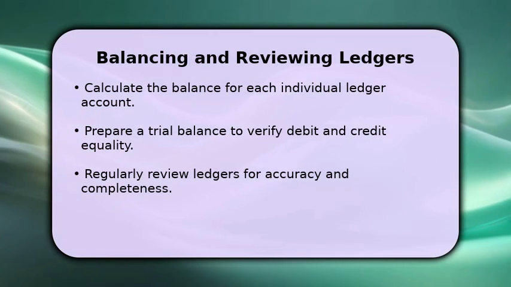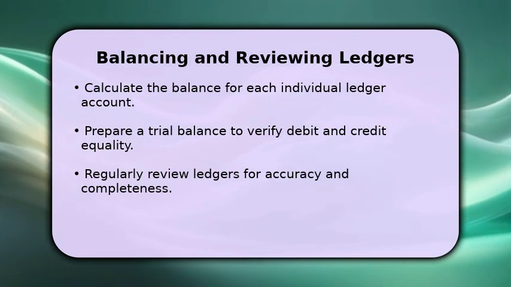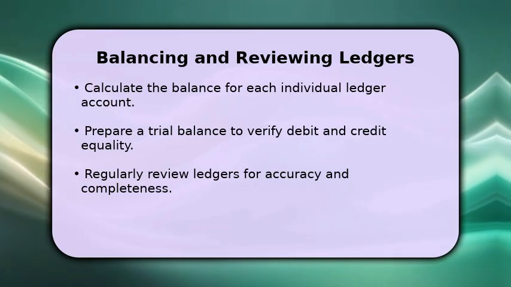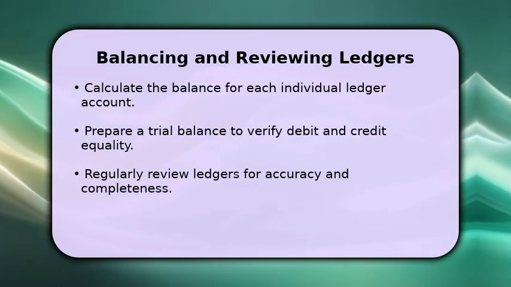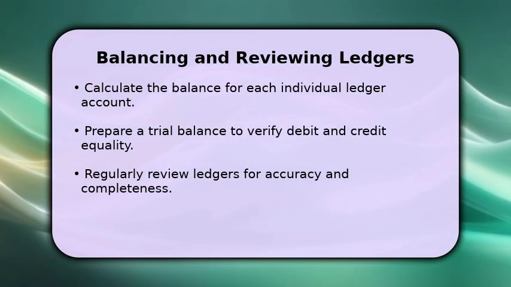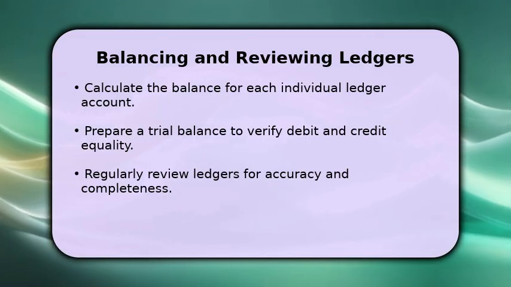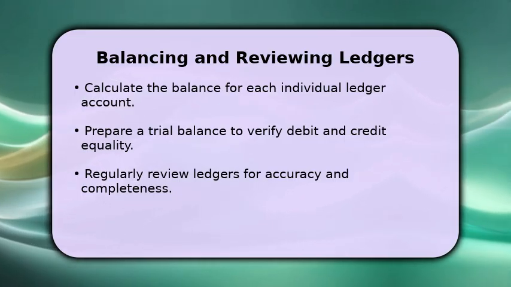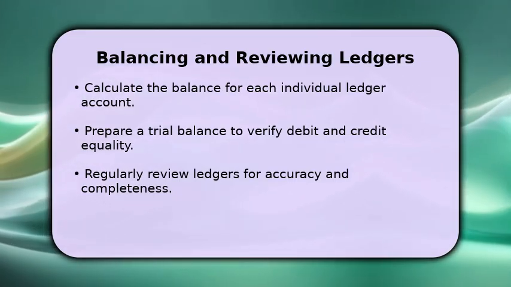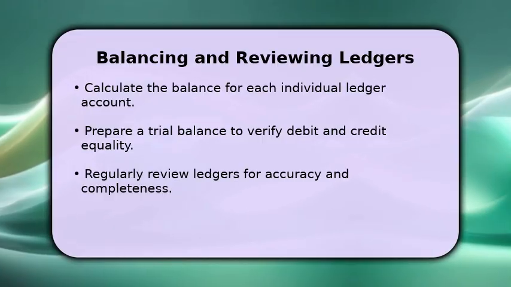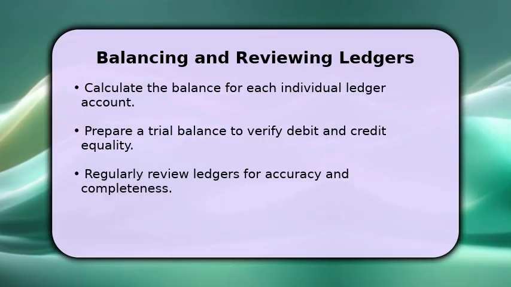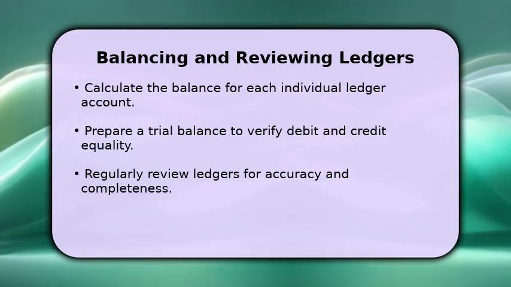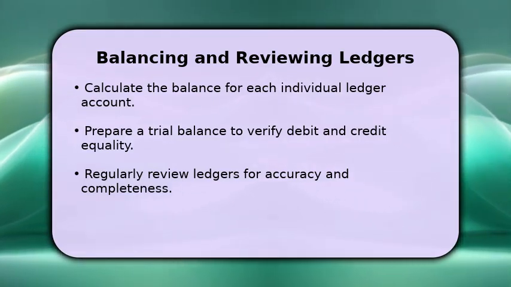Finally, balance and review your ledgers. At the end of a period, sum up all debits and credits in each account to find its balance. For instance, if cash had $1,000 in debits and $300 in credits, its balance is $700. Then, create a trial balance by listing all account balances. Total debits must equal total credits. This step ensures accuracy and helps identify any errors before preparing financial statements.